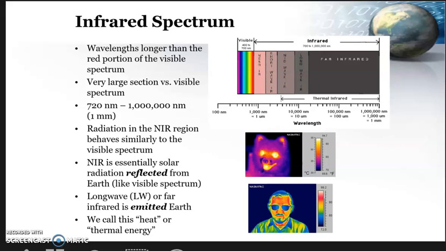So the infrared portion of the spectrum ranges from approximately 720 nanometers to 1,000,000 nanometers in wavelength. It is divided up into 3 main regions. We have the near infrared, shortwave infrared, and the far or thermal infrared. Infrared radiation is used extensively in remote sensing.